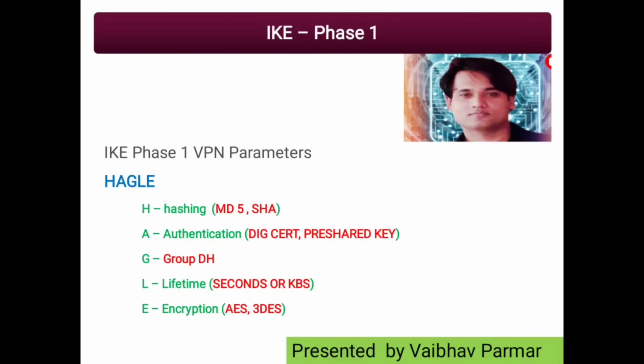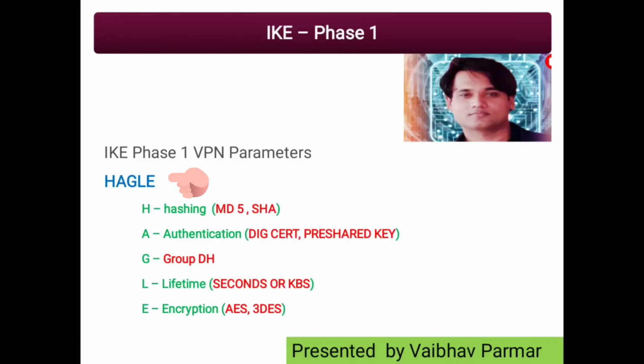But before that, let's understand the important term which we call VPN parameters. VPN parameters are the parameters which flow between the tunnels. To remember these parameters, I have given a mnemonic called HAGLE.